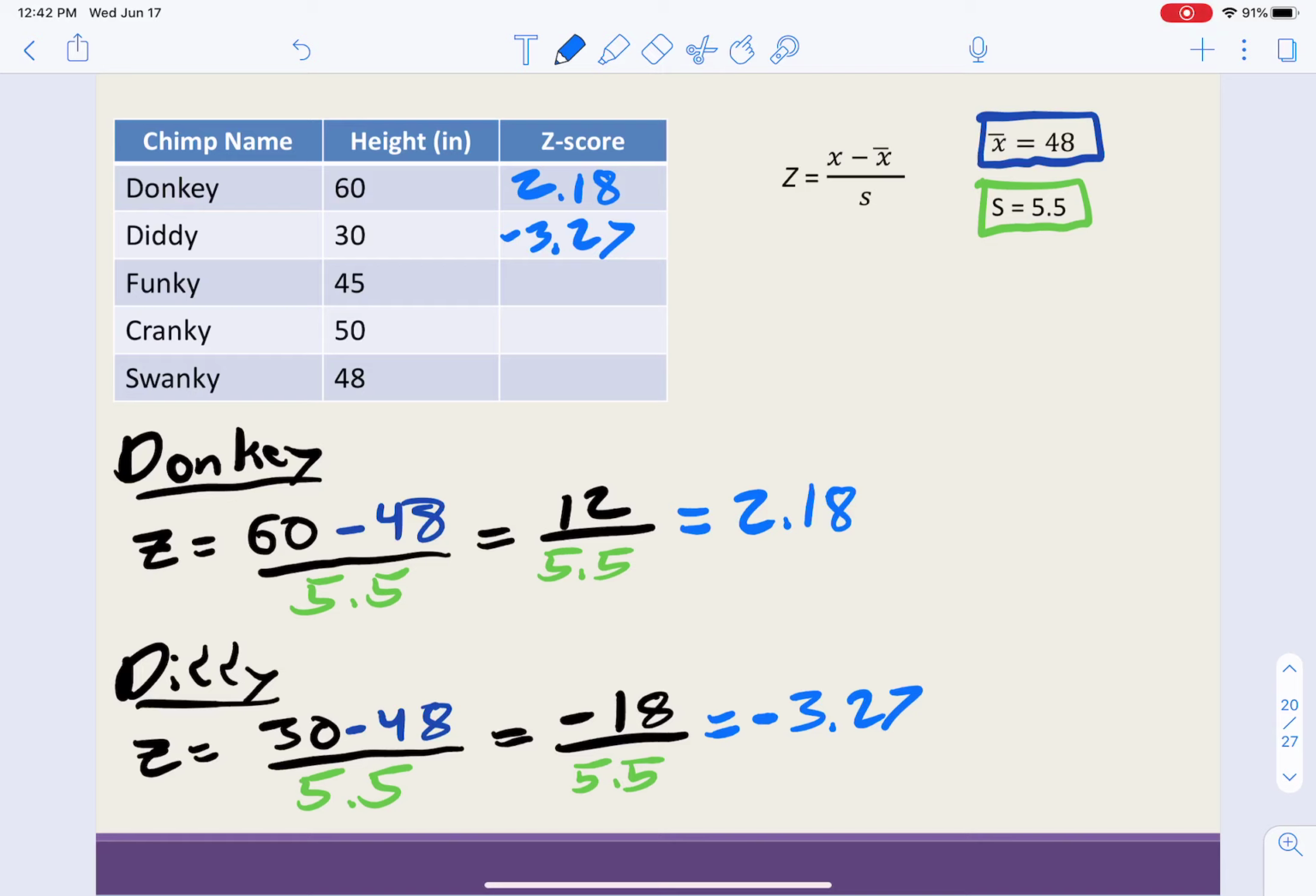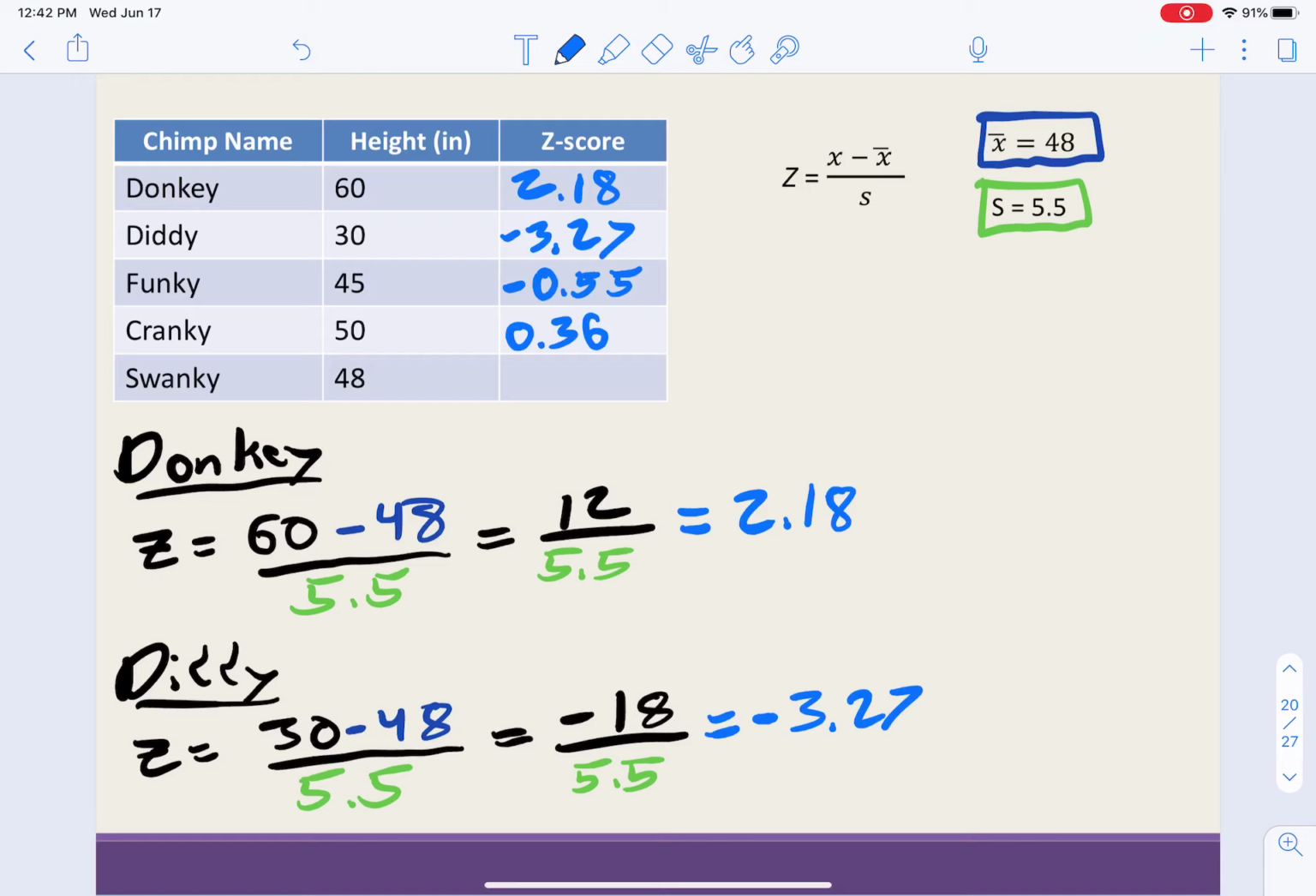So we're doing 45 minus 48. It's negative 3, and then divide that by 5.5. Okay, so we've got negative 0.545. So we'll round that to, sorry, negative 0.55. Okay, and then 50 minus 48, that's 2. 2 divided by 5.5 is 0.363, so 0.36.